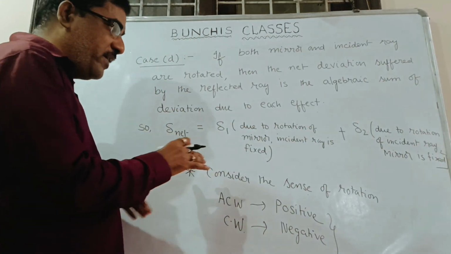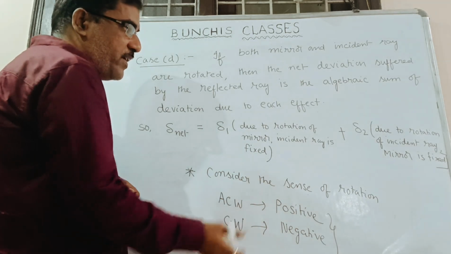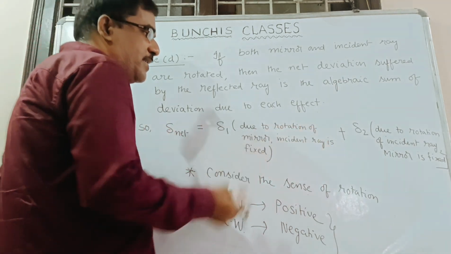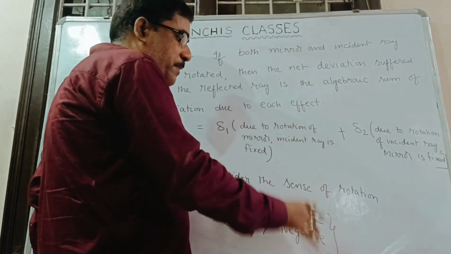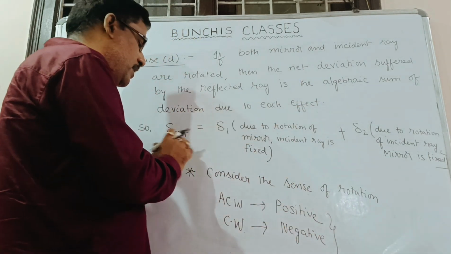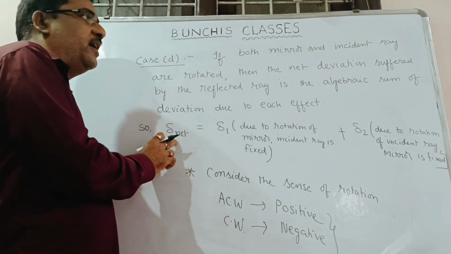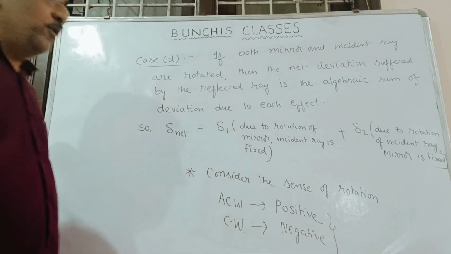If it is anti-clockwise, consider it as a positive deviation. If it is clockwise direction, consider it as a negative sense. So, keeping in mind all these two types of rotations, you can calculate the net deviation suffered by the reflected ray. So, pause the video and note the content.